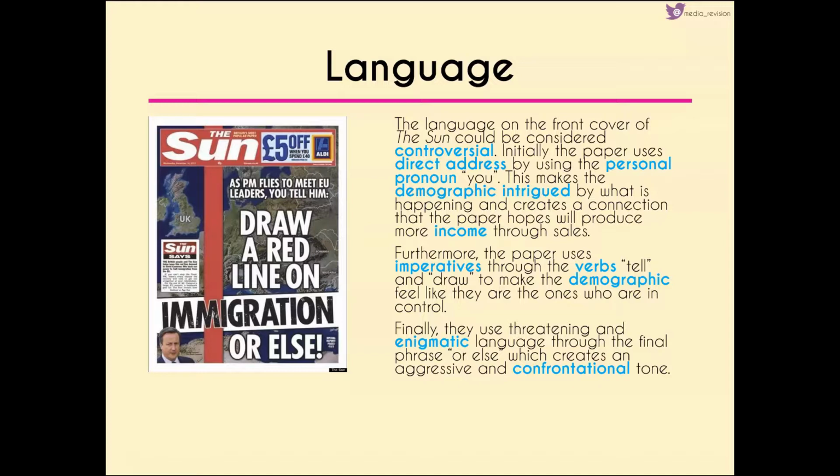Furthermore, the paper uses imperatives through the verbs tell and draw to make the demographic feel like they're the ones who are in control. And finally, they use threatening and enigmatic language through the final phrase or else, which creates an aggressive and confrontational tone.